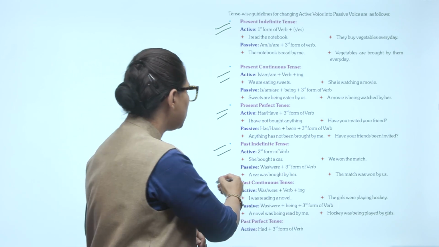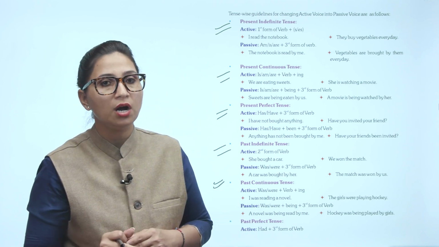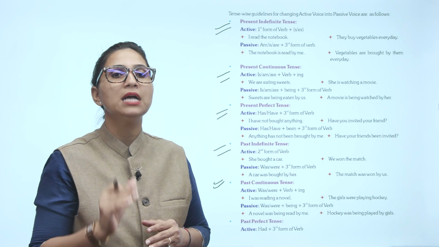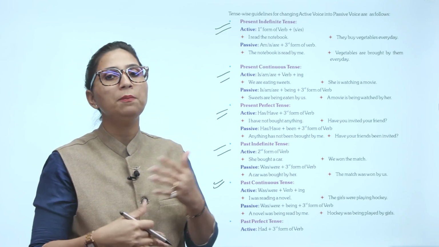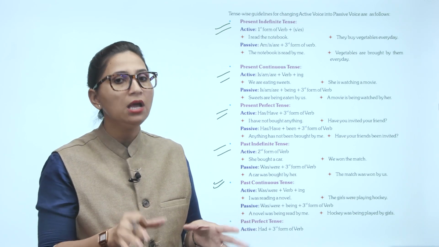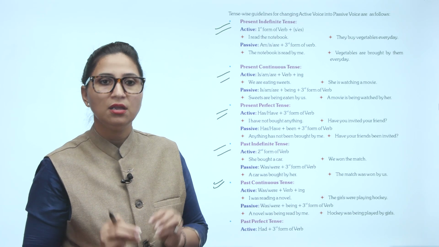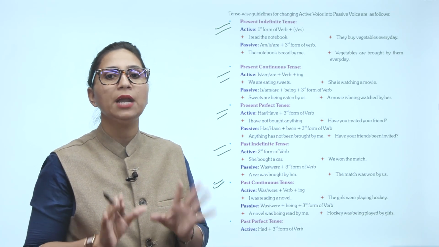Next, past continuous tense. In active voice, you will use was and were, and V1 plus ing. I was reading a novel. The girls were playing hockey. In passive voice, was, were plus being plus V3. A novel was being read by me. Hockey was being played by girls.